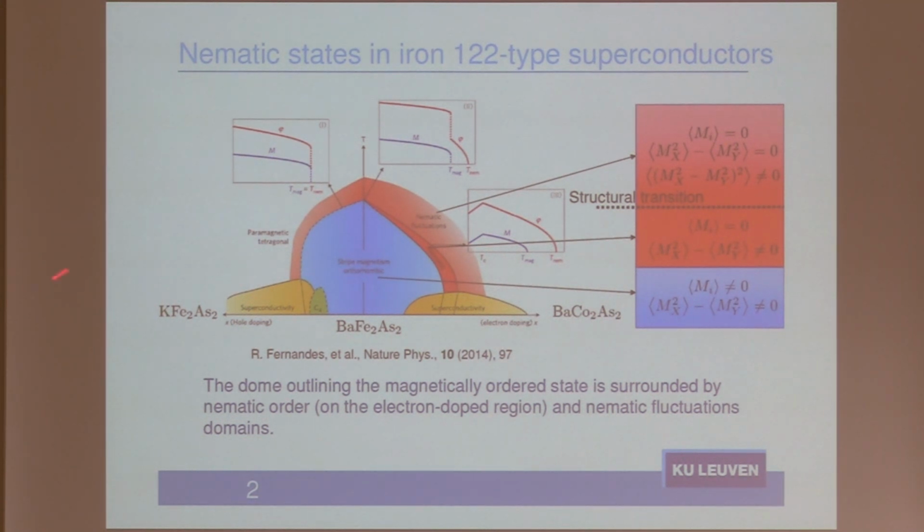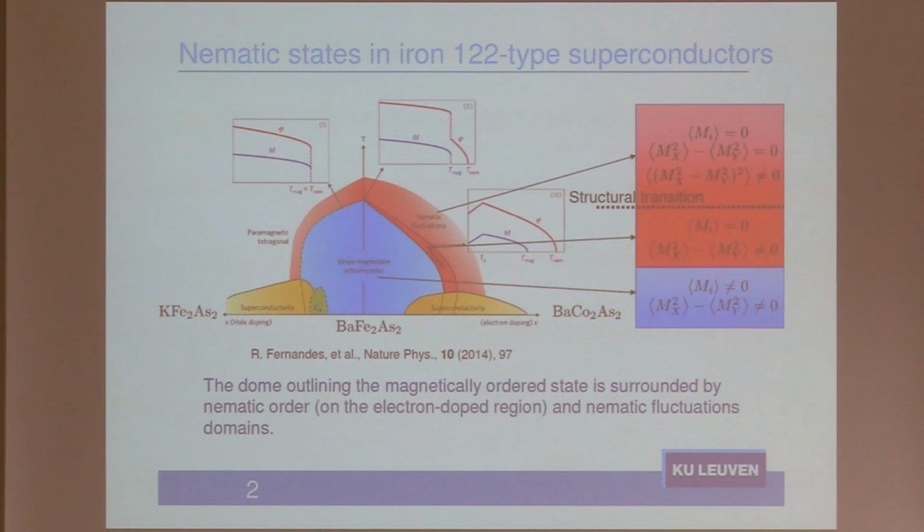We are interested in hole doped materials, and we will speak about materials which are close to optimal hole doping. Optimal hole doping is obtained at x equal to 0.4, replacing barium by potassium. We will be at 0.5, somewhere here. The region around the dome is surrounded by the so-called nematic fluctuation domain and nematic state domain.